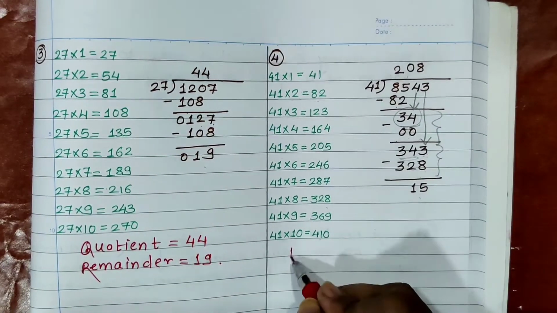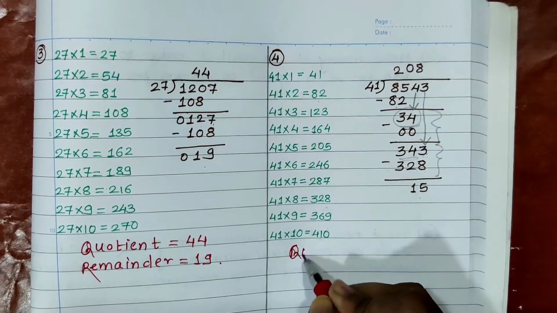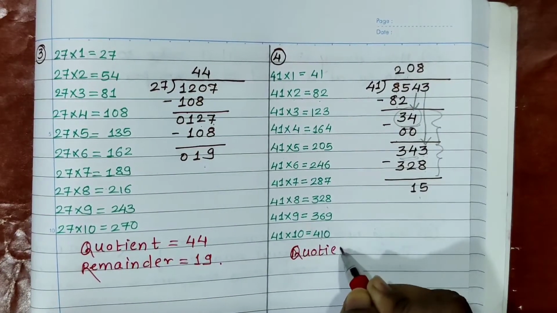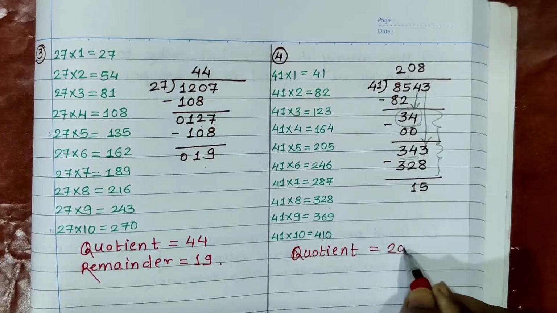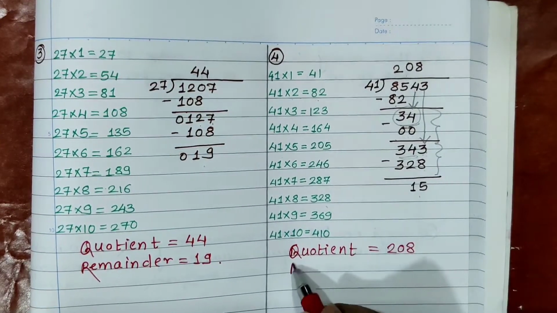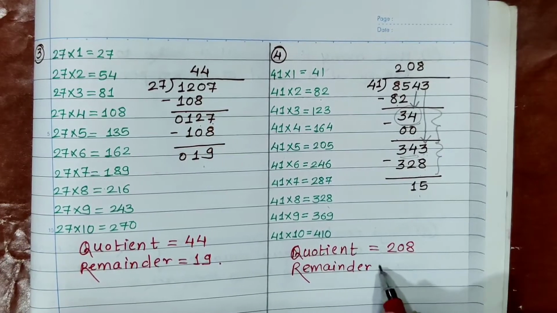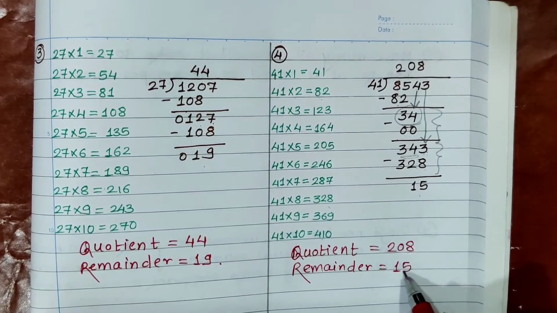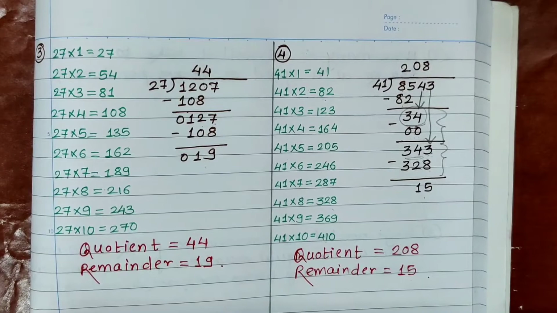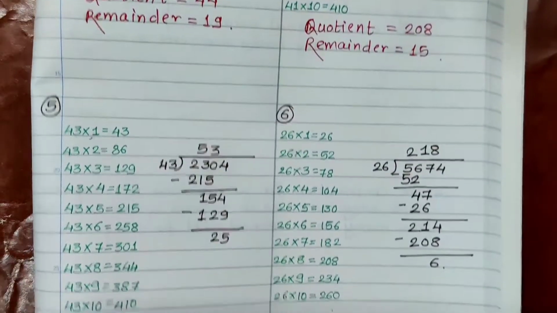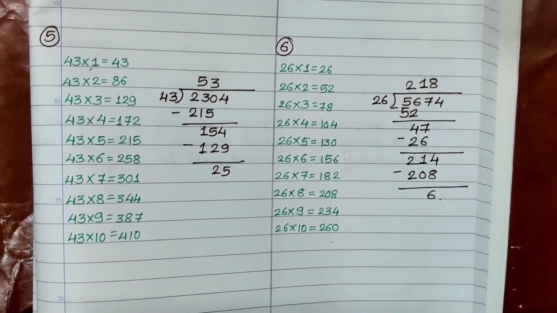So here I am writing quotient first. Quotient is equal to 208 and remainder is equal to 15. So in this way you have to complete all these sums. Now let us go on to the next sum, fifth and sixth.